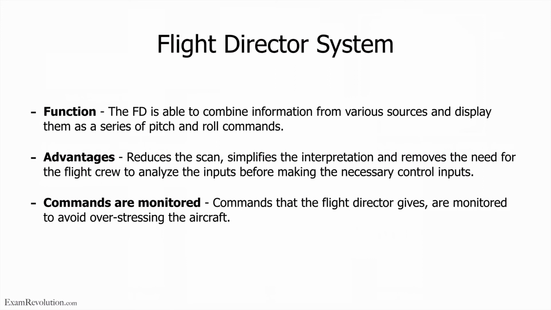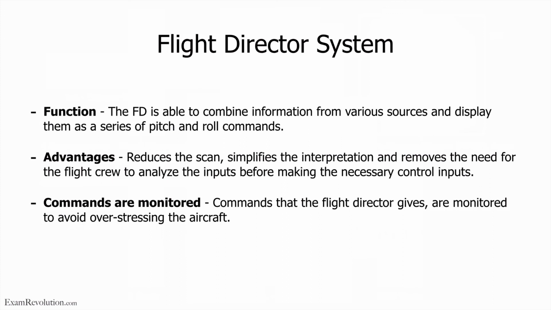Now let me give you an example of this. Let's say for instance you are flying on a heading of 360 and you want to turn onto a heading of 090. If you turn the heading bug and set it to 090 and arm heading mode, the flight director will not show you to bank at 45 or 50 or 60 degrees, right? Even though it's a 90-degree turn, it will only stick to a rate 1 turn.